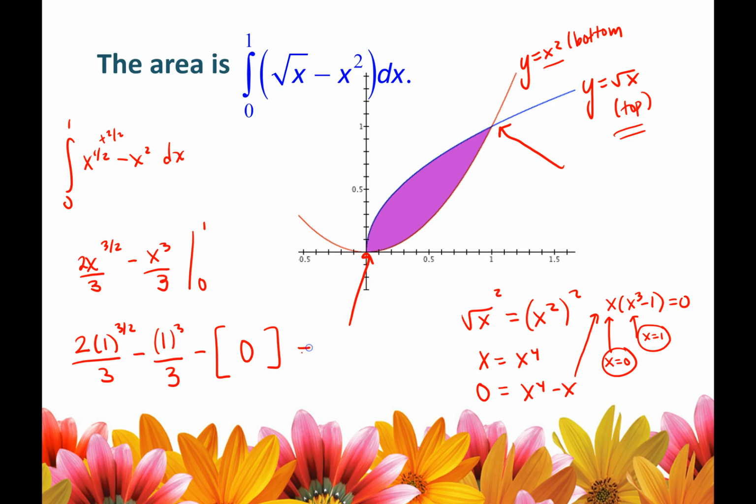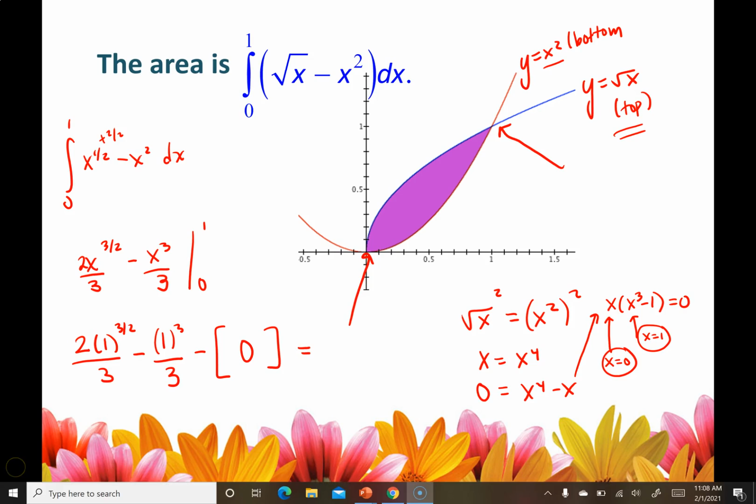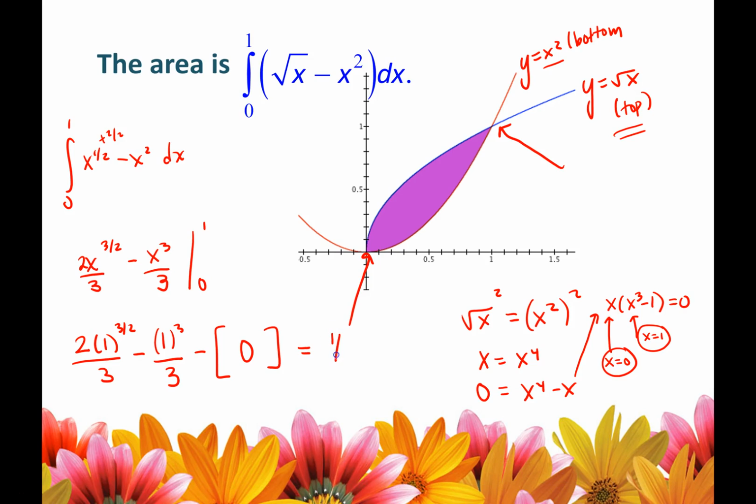And folks, this just becomes a calculator problem, so I'm going to pick up my calculator and do this. And I get 0.333333, or just 1/3. And you could write units squared if you want, because we are talking about area, but I won't be too picky on your units. Now we actually could have done this without a calculator.